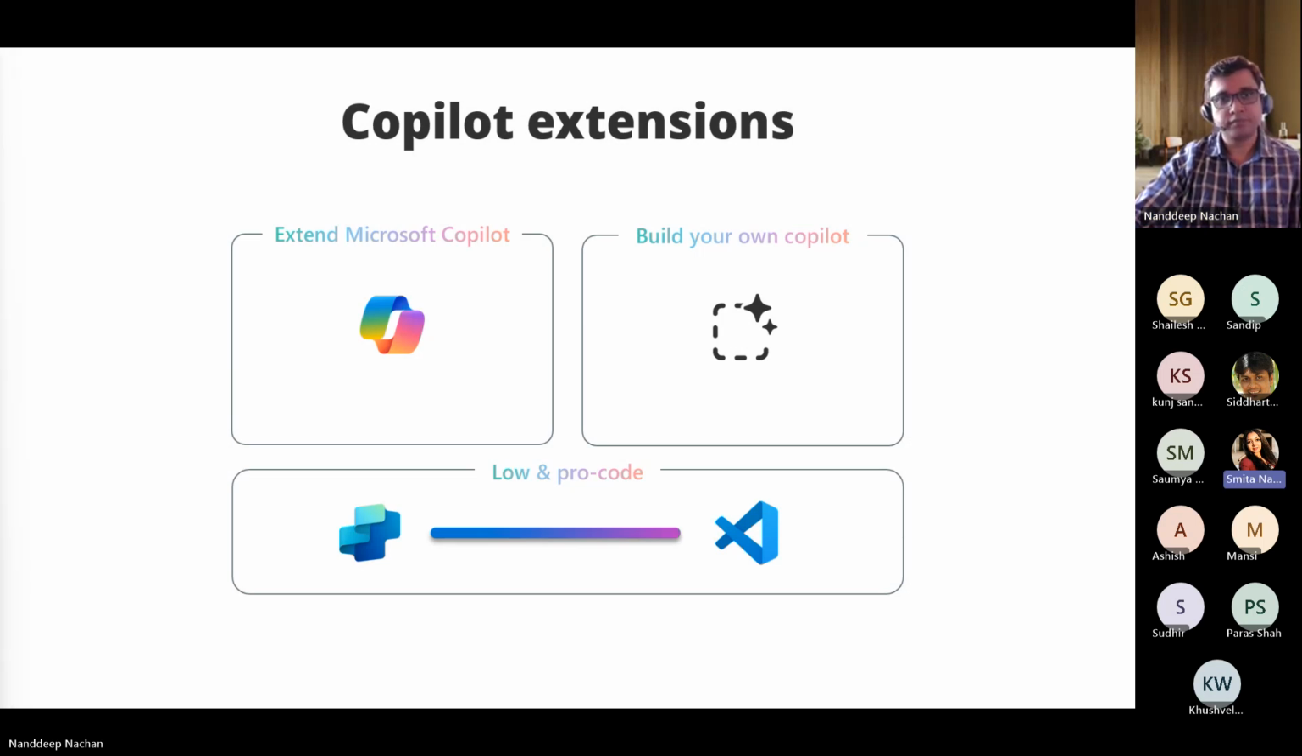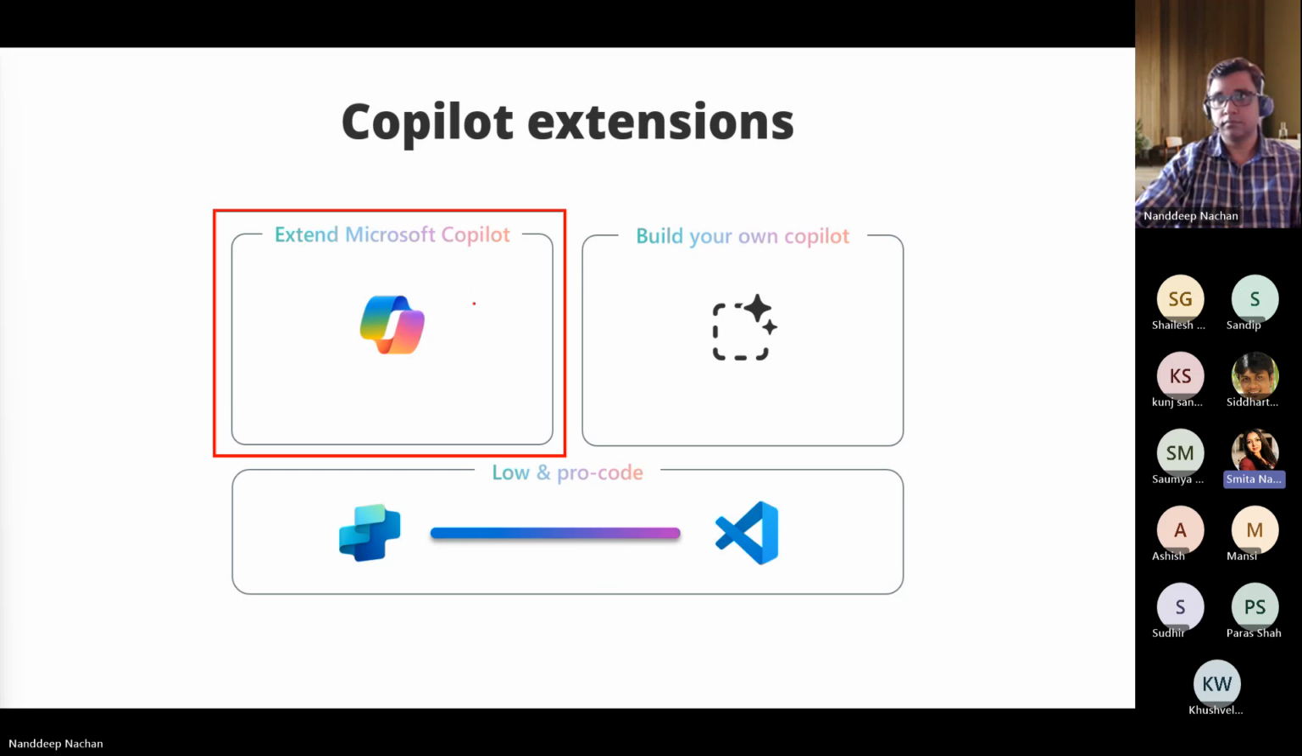So here is an overview of extensibility options available for Microsoft Copilot that are categorized into three main areas. The first one is extending Microsoft Copilot, then building your own Copilot, and low code and pro code options. Let's see all of them one by one. The first one is how we can extend Microsoft Copilot. This option focuses on expanding the capabilities of the existing Microsoft Copilot by incorporating specific extensions as well as plugins that can be integrated into the standard Copilot experience across Microsoft 365 apps like Word, Excel, PowerPoint, as well as Teams also.